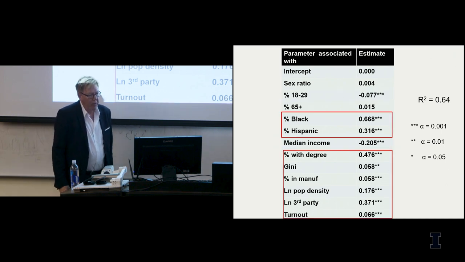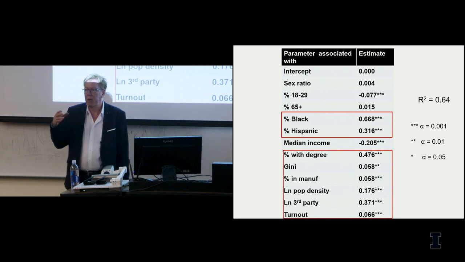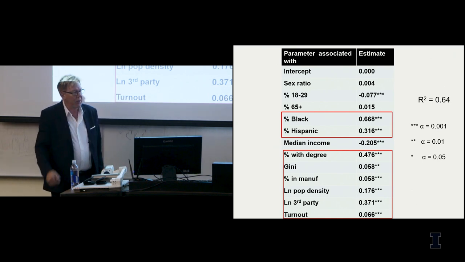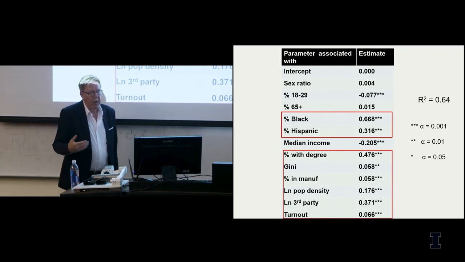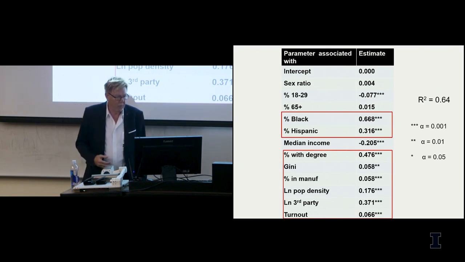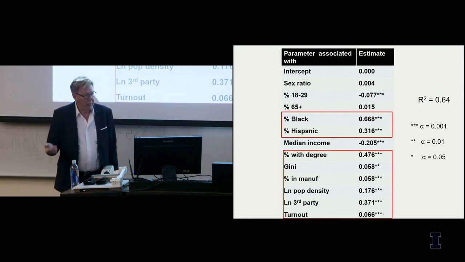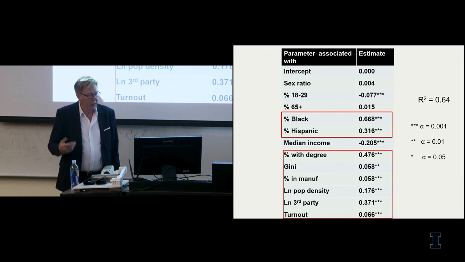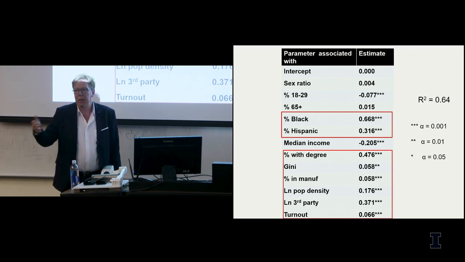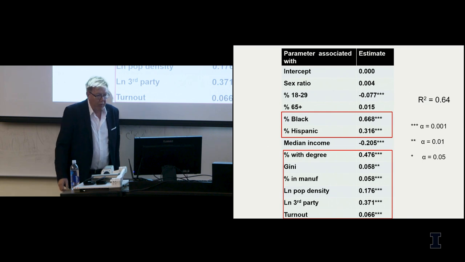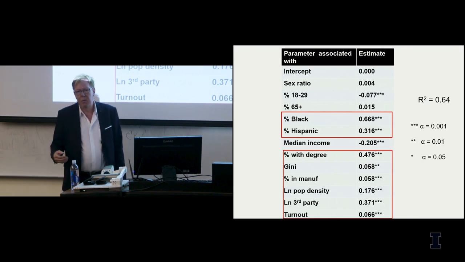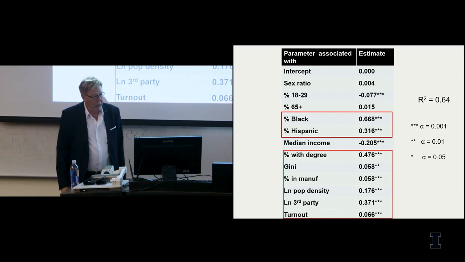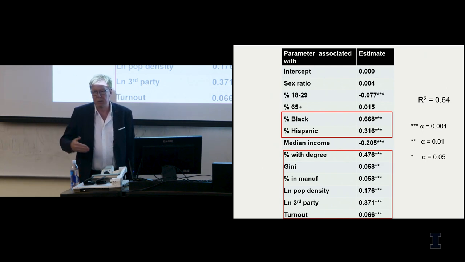And then all of the rest, and because the variables are all standardized, we can compare these parameter estimates as a measure of strength. All the rest have a positive association with the Democratic Party. So African-American percentage, Hispanic percentage, education, a very strong indicator. The Gini coefficient, percentage of manufacturing, population density, people in cities are more likely to vote for the Democratic Party than rural areas. The third party vote, interesting. So the more votes are cast for a third party, the better it helps the Democratic Party, apparently. And turnout, as turnout increases, the Democrats gain from that.